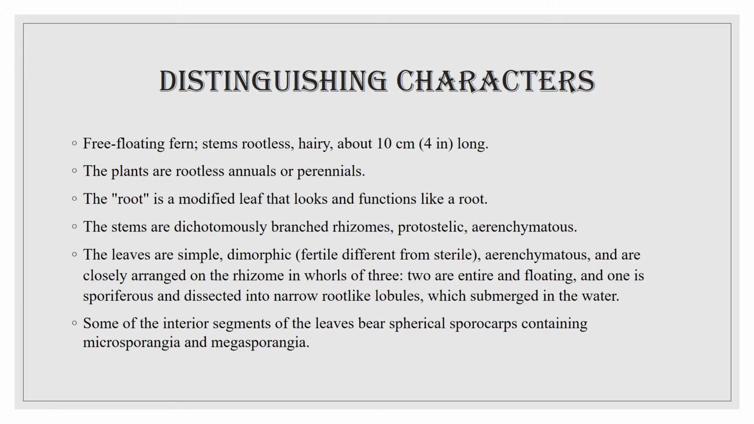And let's go to the leaves. The leaves are simple, dimorphic, which is fertile, different from sterile, and are closely arranged on the rhizome in whorls of three. Two are entire and floating, and one is sporiferous and dissected into narrow root-like lobules which submerge in the water. And some of the interior segments of the leaves bear spherical sporocarps containing microsporangia and megasporangia.